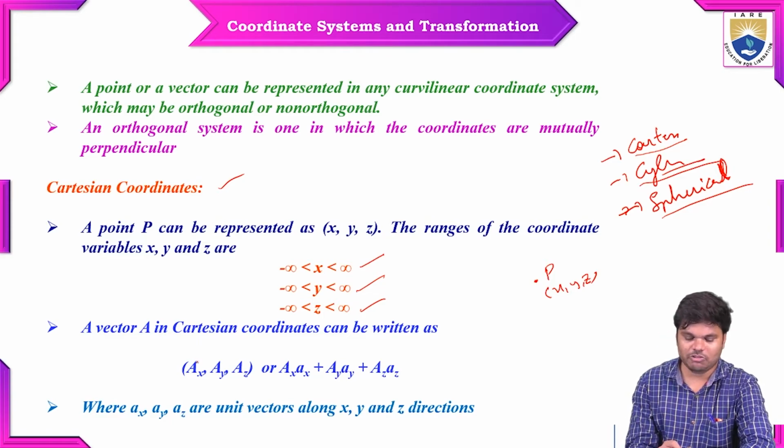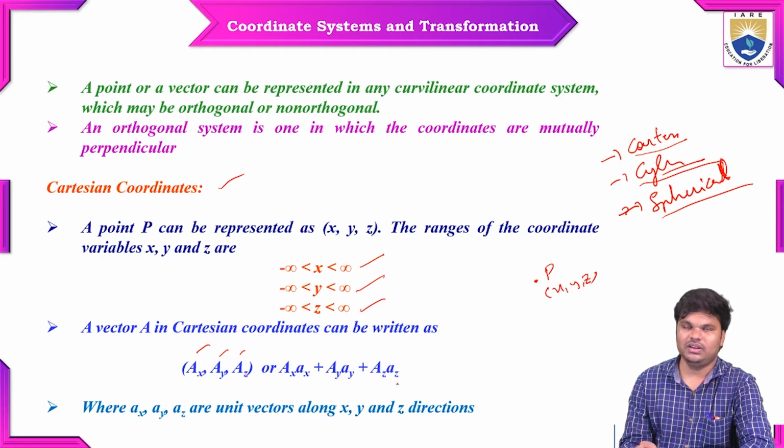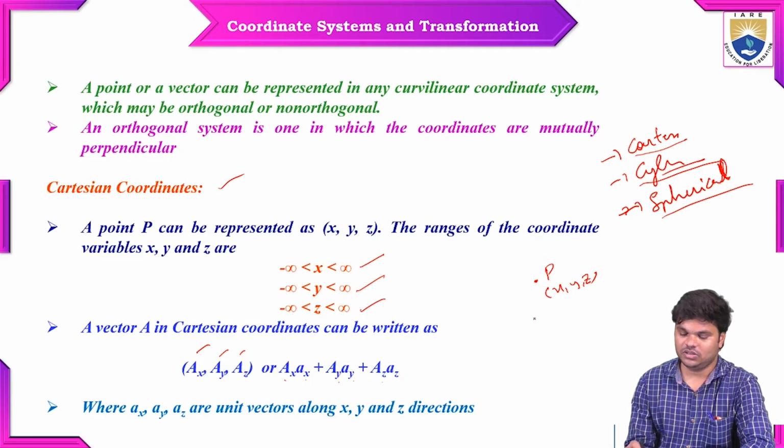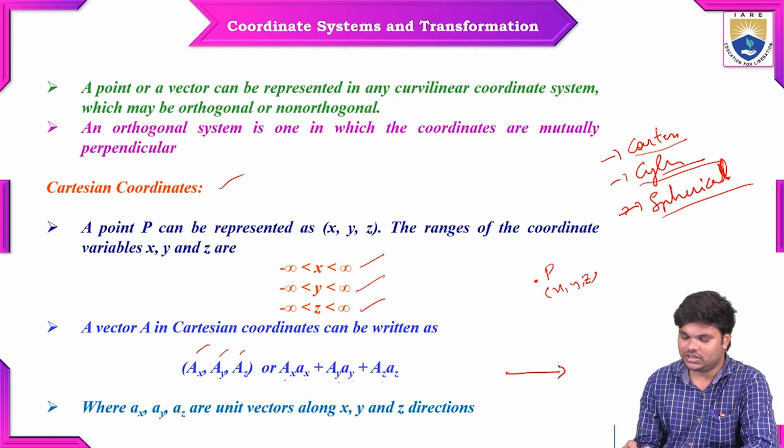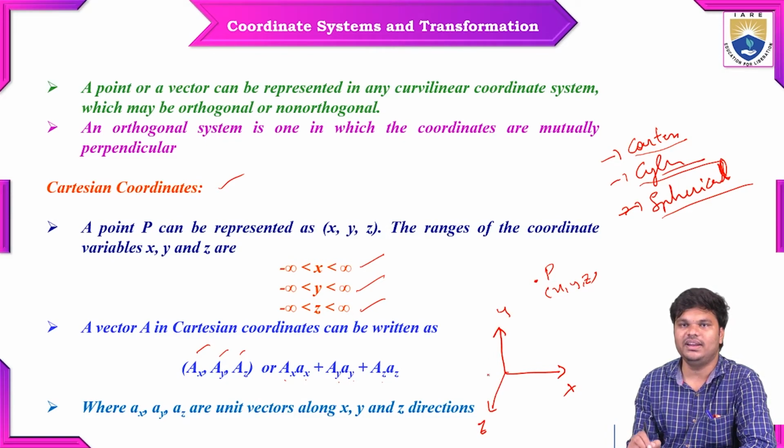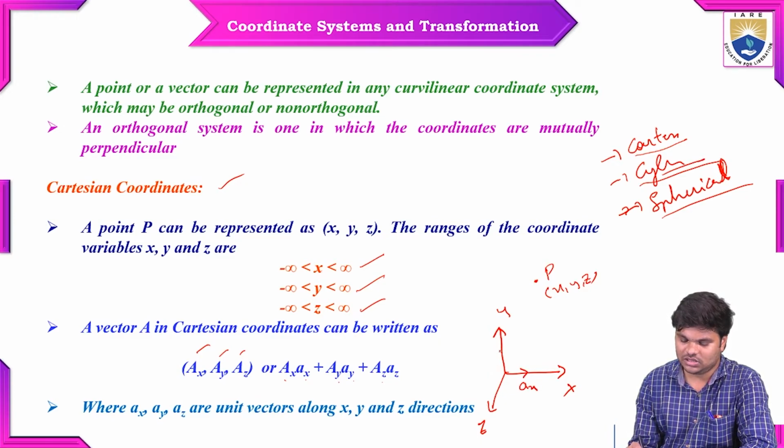So these are the coordinates of point A: ax, ay, az. And what is the position vector of A? It is ax a_x plus ay a_y plus az a_z. So if I have coordinates like this is x, and this is y, and this is z. This z is coming out of the plane containing x and y, and this is the unit vector along the x-axis, and this is the unit vector along the y-axis, and this is the unit vector along the z-axis.